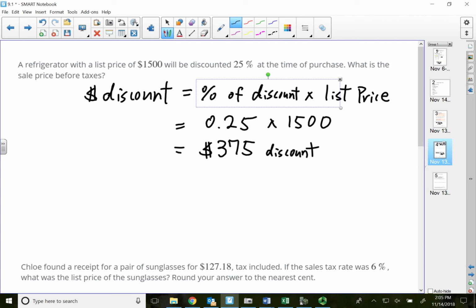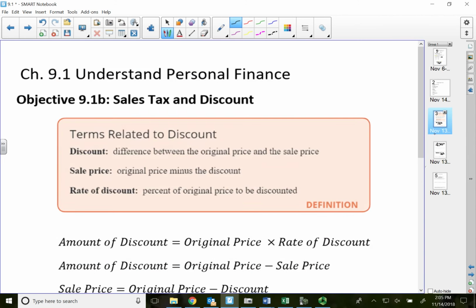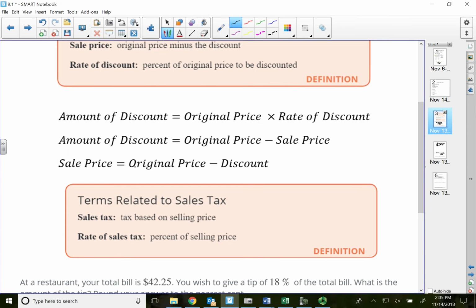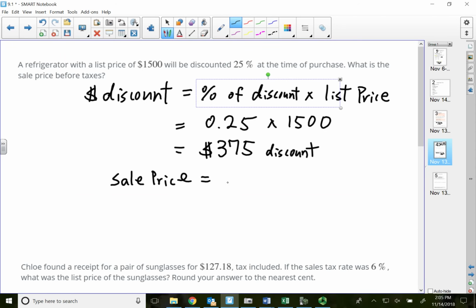All right. So if this is what I'm not going to pay, then what is the sale price before the tax? So the next step, most of y'all probably know the sale price. I'm using the formula that I showed you on the previous slide here. So the sale price is going to be the original price or the list price minus my discount, which is $1,500 minus $375, and that will tell me my sale price will be $1,125. All right. This is probably what most students will do for this problem.